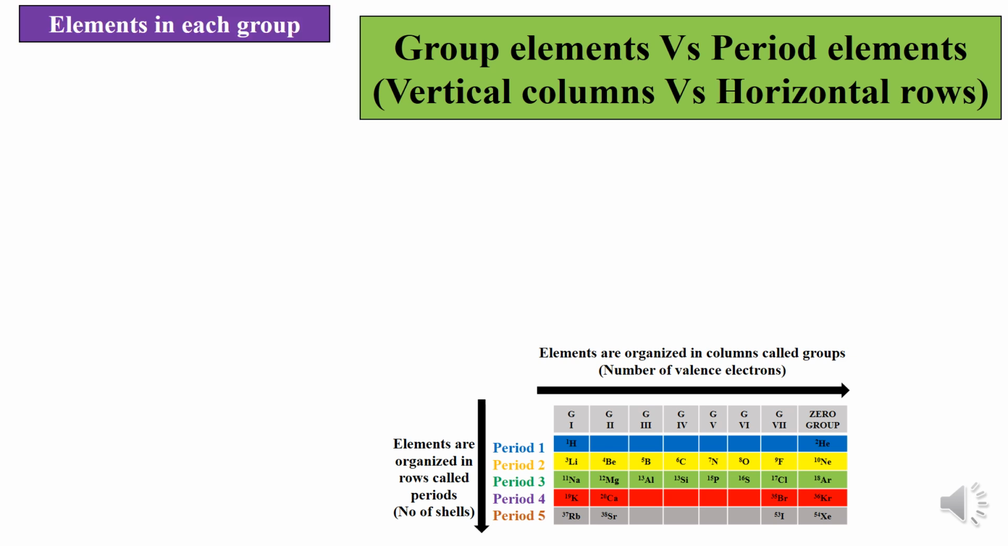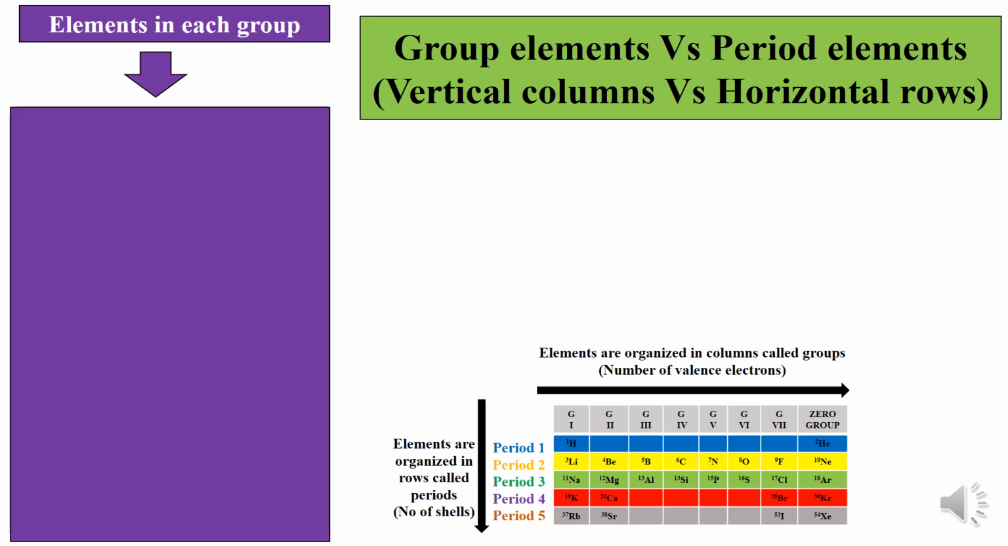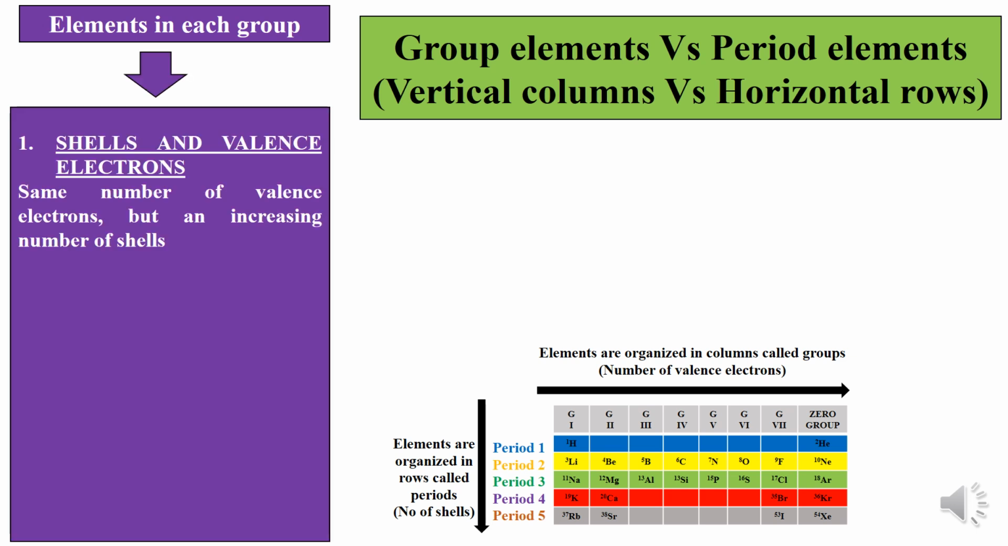Now here are some of the highlighting features of elements in each group. Now talking about the shells and valence electrons. Now elements in each group have the same number of valence electrons but an increasing number of shells. I'd like to explain this with respect to the group 7 elements, that is halogens, that have 7 valence electrons in their outermost valence shell.